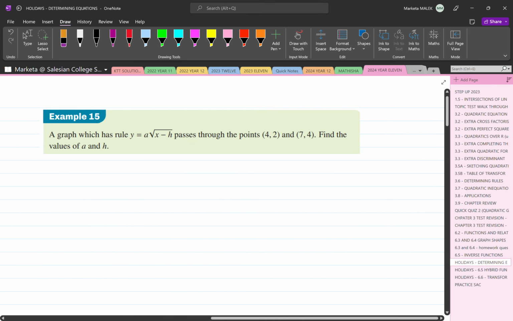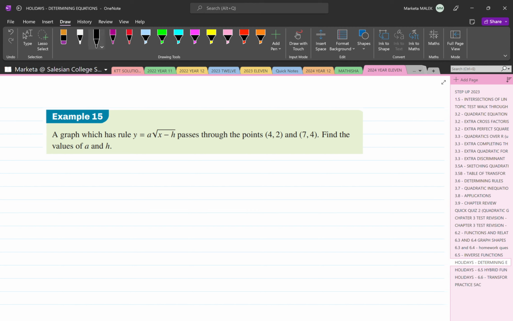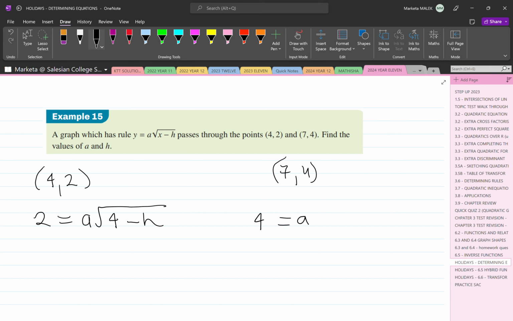Over here we have one which is another subbing in situation, and they've given us the form. So once again, we don't have to identify the form of the equation. It's already given to us, and they've given us 2 points. So what we need to do is substitute those 2 points in just like before. So the first point, 4, 2, well, that's going to be 2 equals a root of 4 minus h. And, of course, the second point, which is going to be 7, 4, and that means 4 equals a root of 7 minus h.